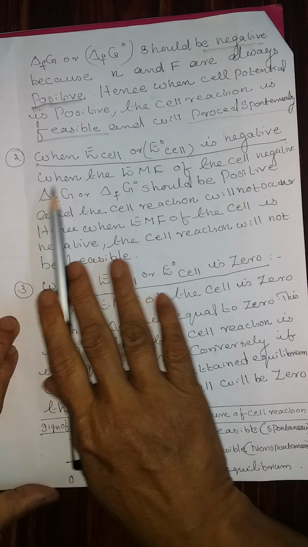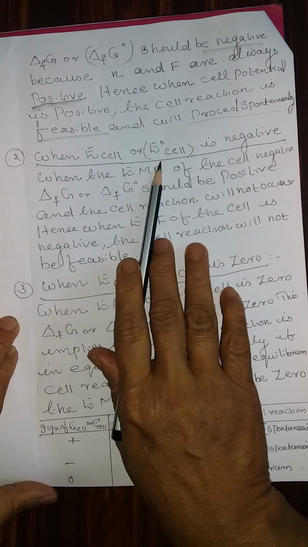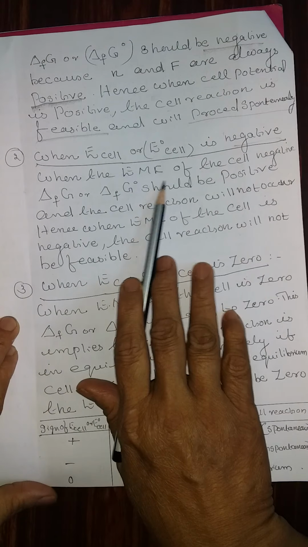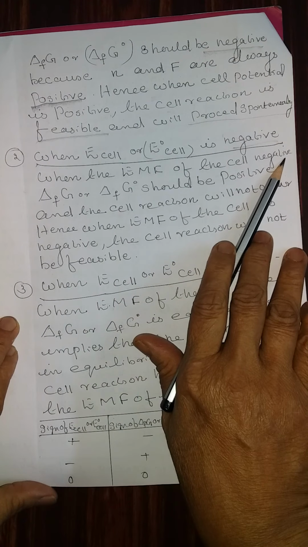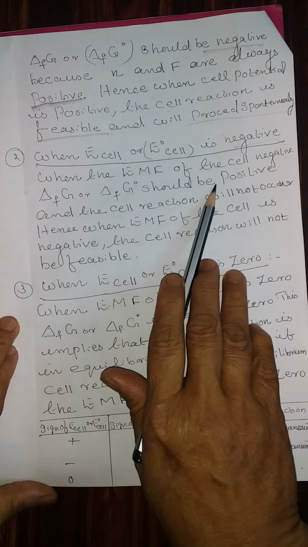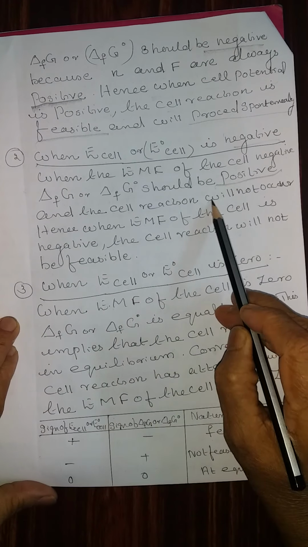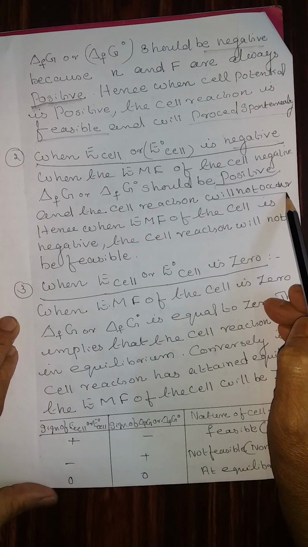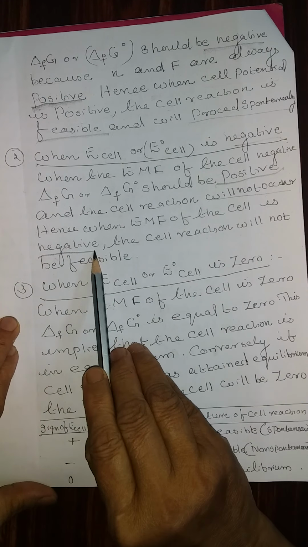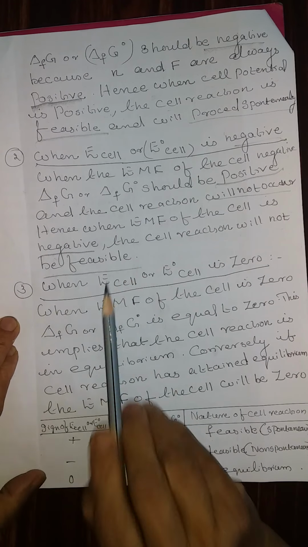Point number 2. When the EMF of the cell or standard EMF of the cell is negative, delta G or delta G0 should be positive, and the cell reaction will not occur. Fill in the blank question. Hence, when the EMF of the cell is negative, the cell reaction will not be feasible.